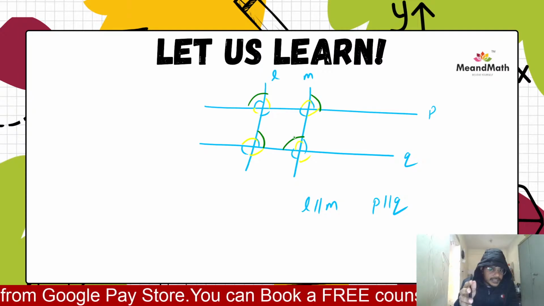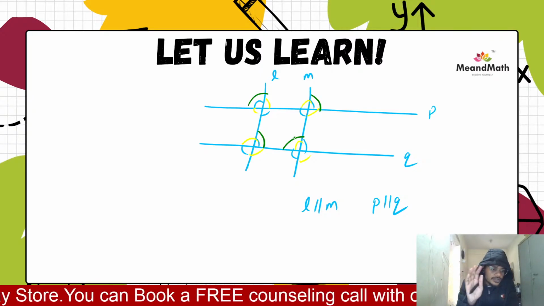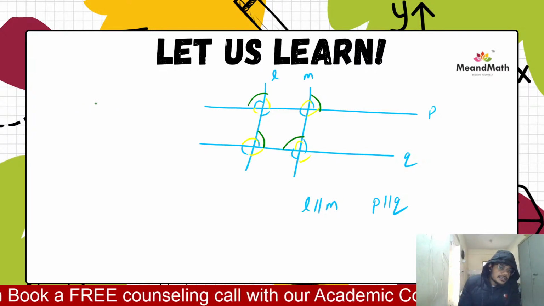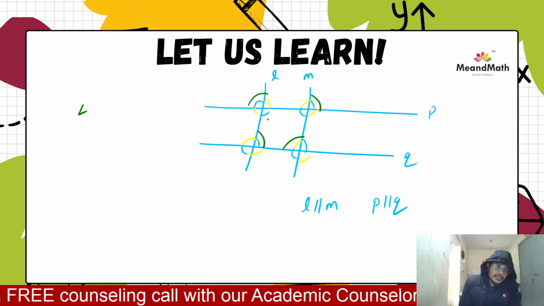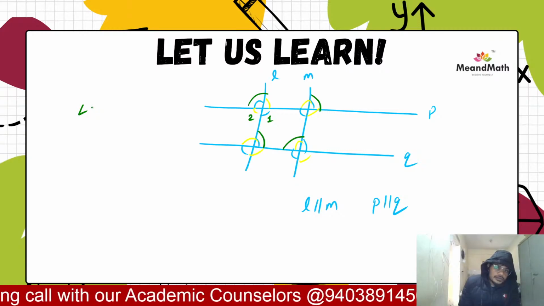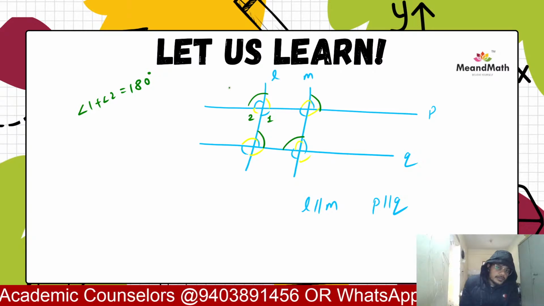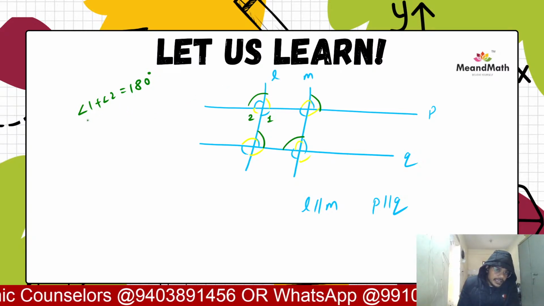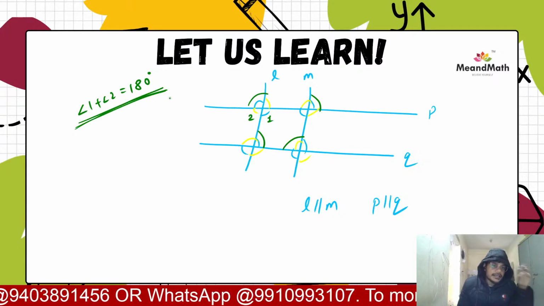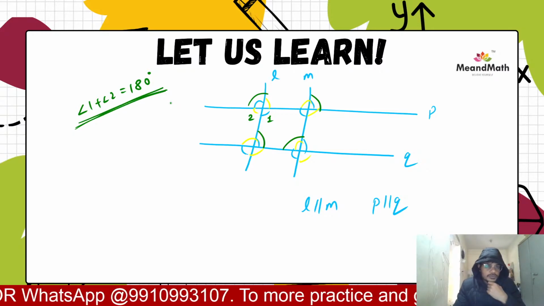There should be supplementary angles, complementary angles, and interior opposite angles. These are all the things, right? And one more thing, what are supplementary angles? Let's say this is angle 1, this is angle 2. Then you know that angle 1 plus angle 2 should be equal to 180 degrees. Why? Because this is a straight line. If you have this condition, that means your angles are supplementary. All right, now it's time for some questions.